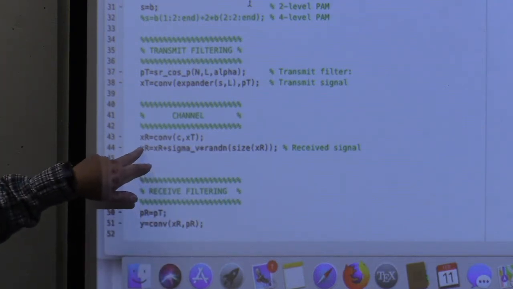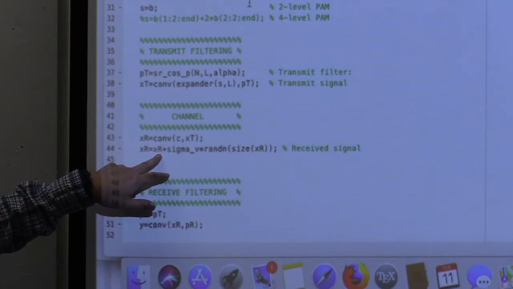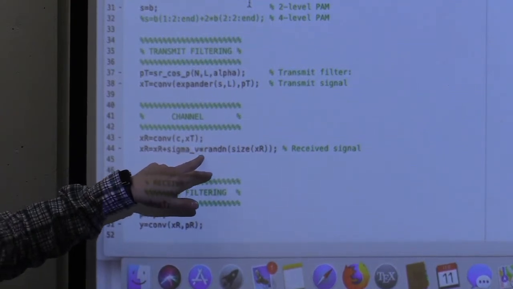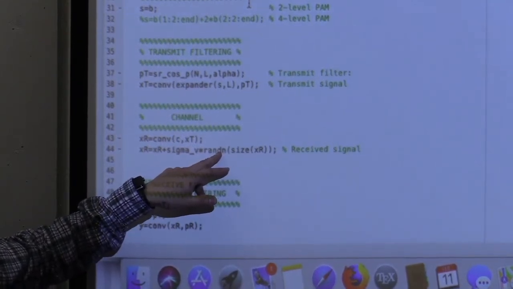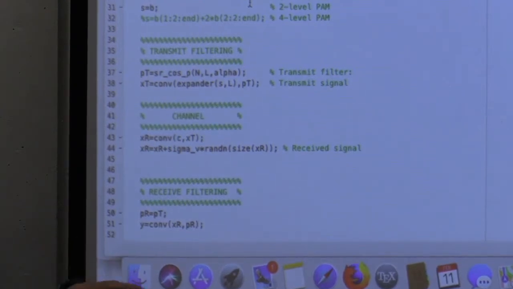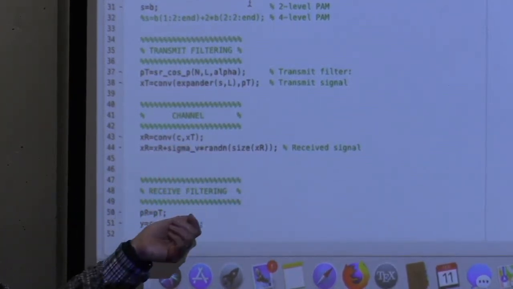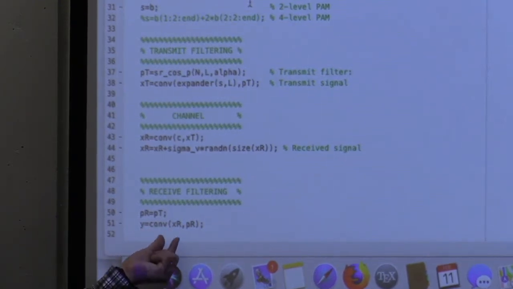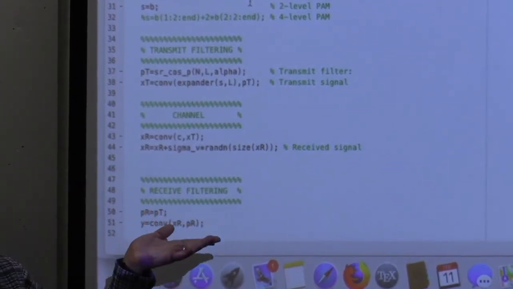For our received signal, after convolution over the channel, we add the noise, the standard deviation of noise times the Gaussian noise here. randn is Gaussian normal noise, a standard normal distribution. We consider the case where the mean is 0 and the variance is nothing but sigma v squared. With this multiplication we have the added noise, and we have our x. Then the receive filter, because our PR equals PT, is the matched filter that we designed before. Then y is just a convolution between XR and PR, and we got our y. So is that clear for the code? Any questions?